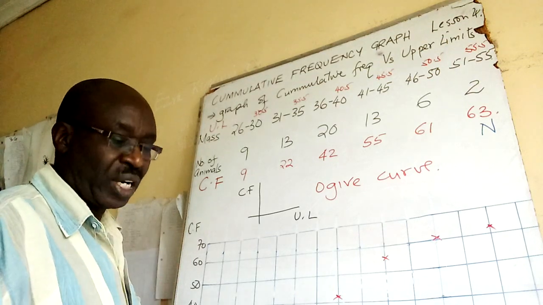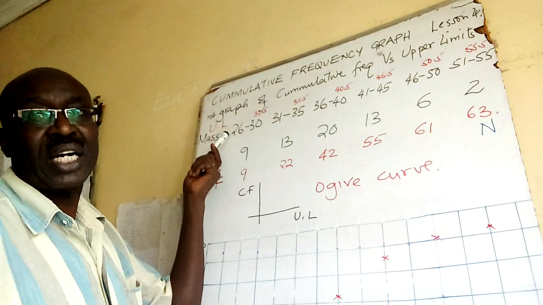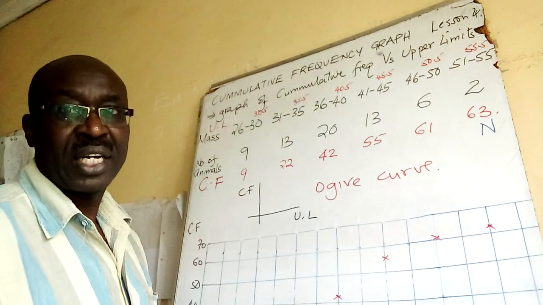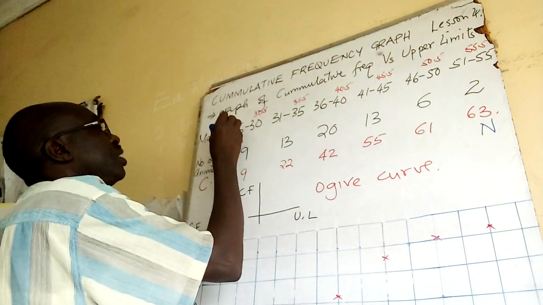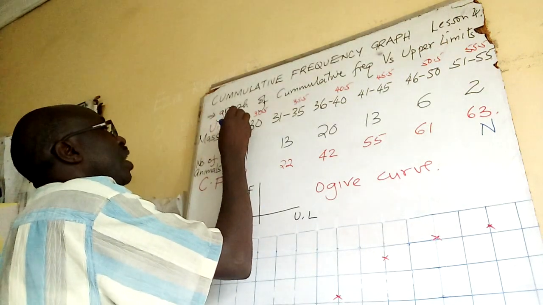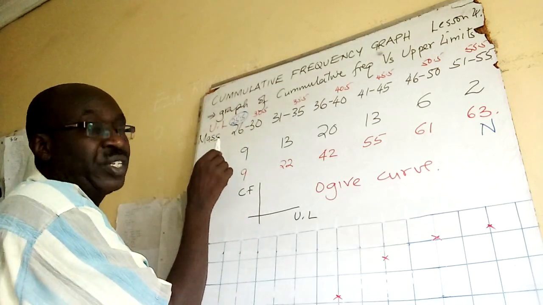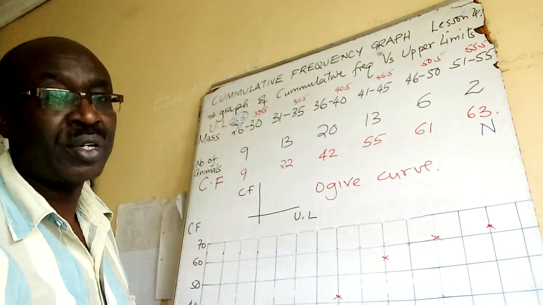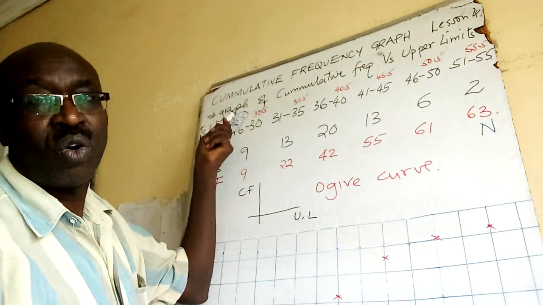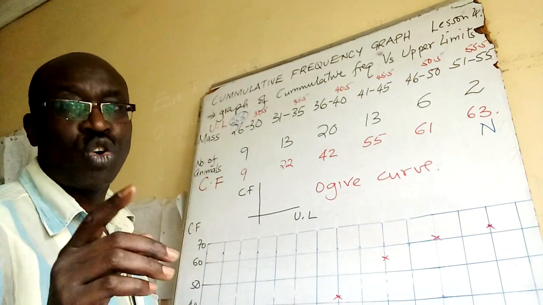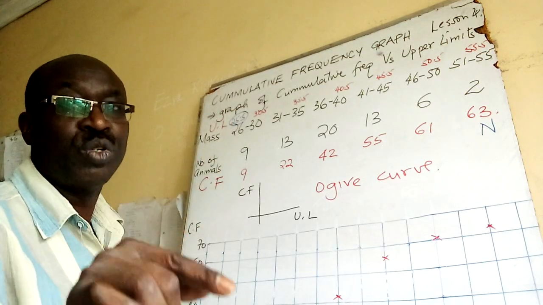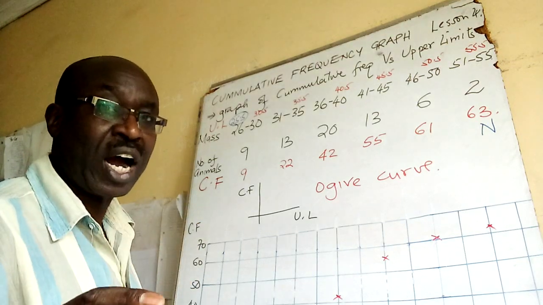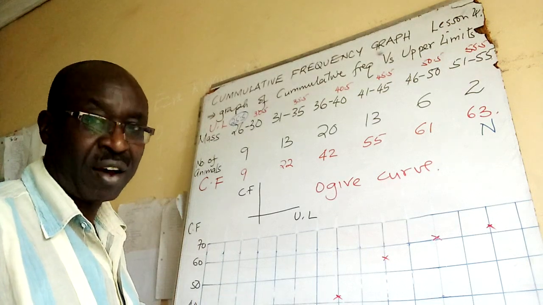Now, I want to draw your attention to the first class. After you've gotten the upper limit, you must get the lower limit. This is 25.5. In other words, we've just subtracted: 26 subtract 0.5, you get that. Your graph will always start from somewhere. Don't draw a hanging graph. You will lose marks for the curve if you just draw a hanging graph.